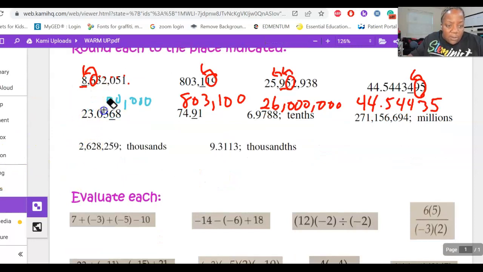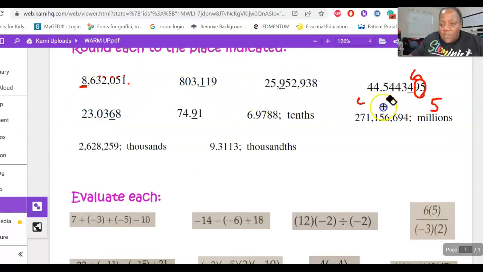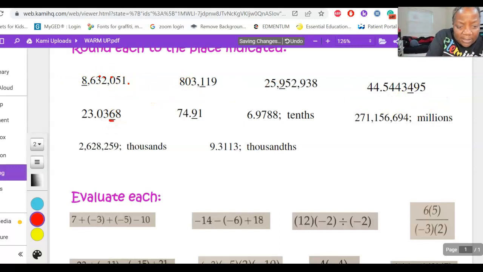All right, let's go over to the next row. Here we go again. This time I'm looking at the 6. The 8 is going to tell the 6 what to do. Okay. So that 8 is going to tell that 6 to round up to 7. That 6 is in the thousandths place, right? So 23.037. I can drop off the 8.